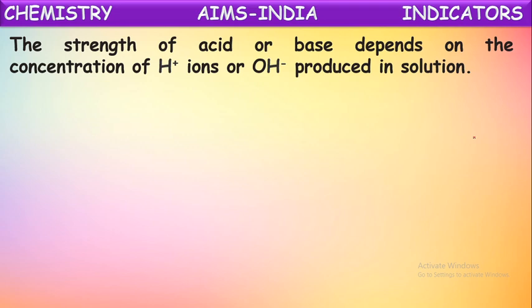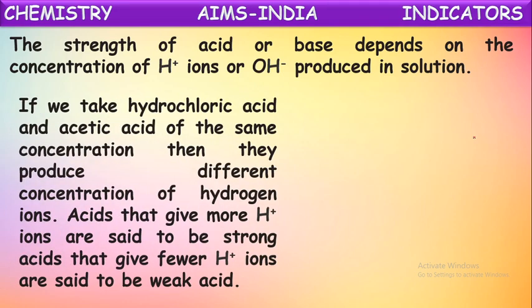The strength of an acid or base depends on the concentration of either H plus ions or hydroxyl ions produced in the solution. If we take hydrochloric acid and acetic acid of the same concentration, they produce different concentrations of hydrogen ions. Each acid will produce a different concentration of hydrogen ions. All acids do not produce the same concentration.